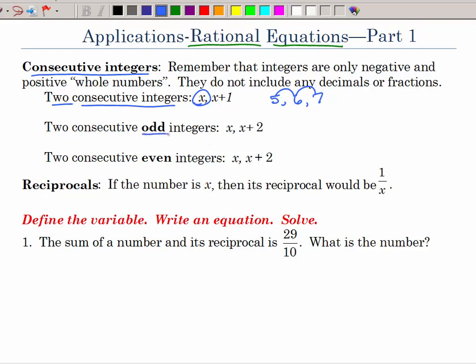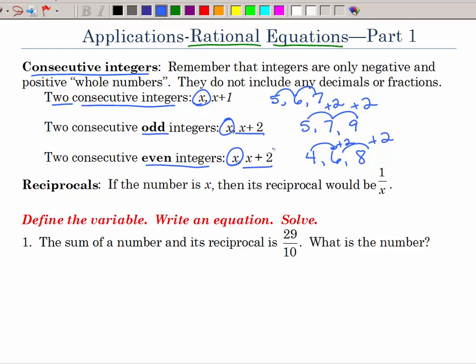Now odd, that's the one that confuses most students. If we have 5, 7, and 9, if the first one is x, think about it, yes, you have to add 2 to get to the next odd number. Even, same thing, it's still plus 2. 4, 6, 8. Again, if this first one is x, we'd add 2 to get to the next one. So even and odd, I know that's confusing, they're set up the same way because they're spaced evenly every 2 on the number line. But the first example we're going to be looking at involves reciprocals.